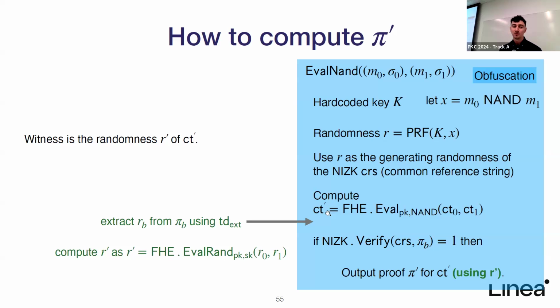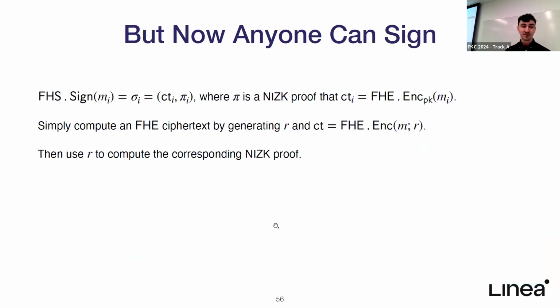One idea is to extract it from the proofs in the signatures, by using the extraction trapdoor of the NISIC. And if you have it, then you can take the randomness from each one of them, from sigma 0 and sigma 1, and use the randomness evaluation algorithm of the FHE scheme to predict what is going to be the randomness of this evaluated ciphertext here. So that's how we get the witness in order to compute the proof.